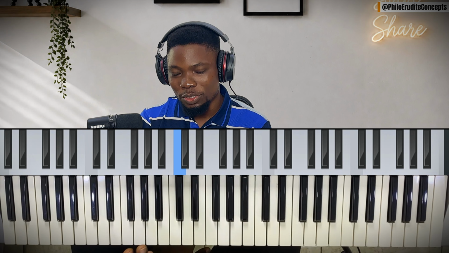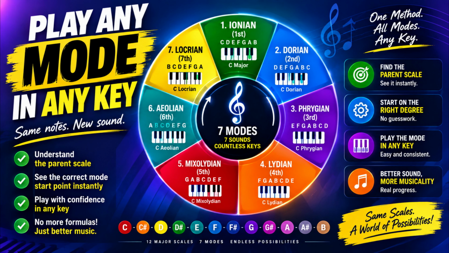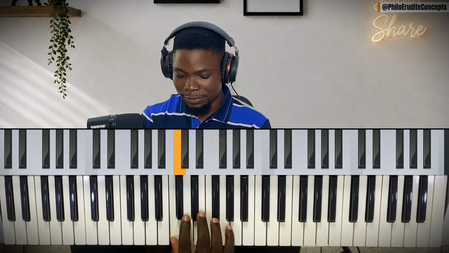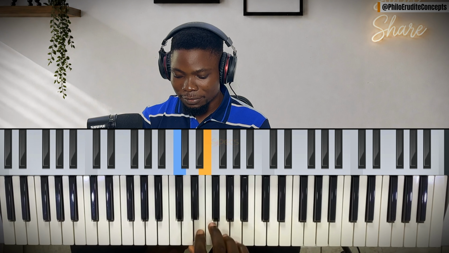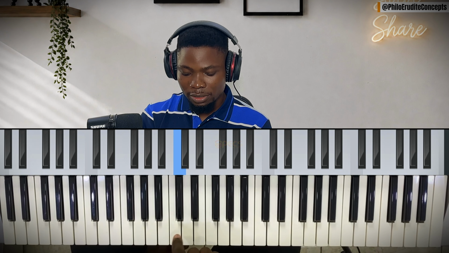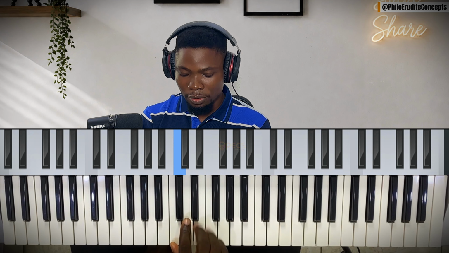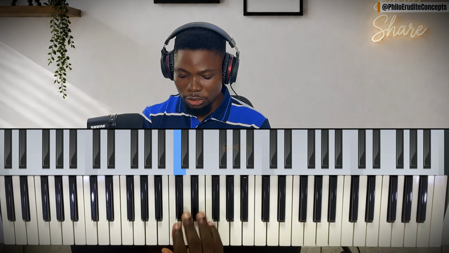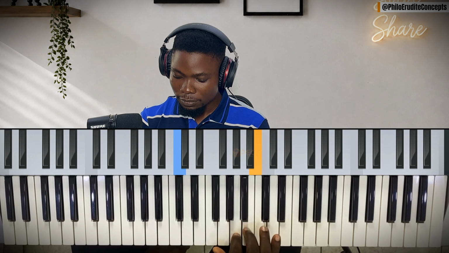Once you understand step 3 very well about identifying parent keys, you can then play any mode on any key. The idea is for you to be able to play all 7 modes on every key, not the one where you just change the position like this. When you are playing on the key of C, you play the C Aeolian, C Dorian, C Phrygian, C Lydian. You see that?